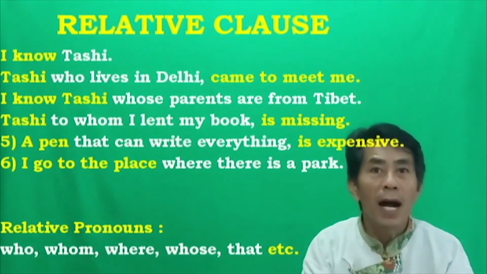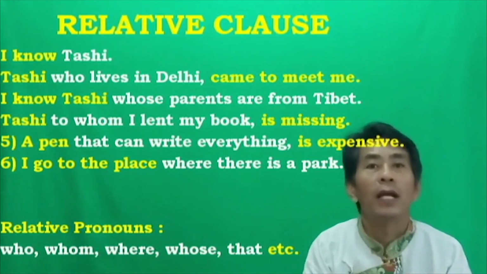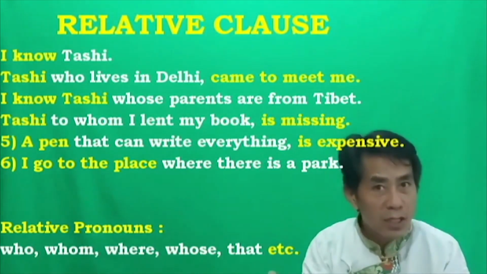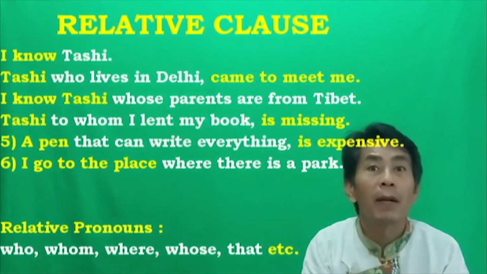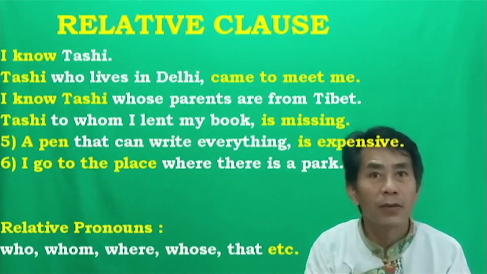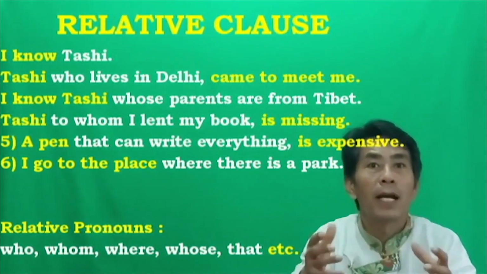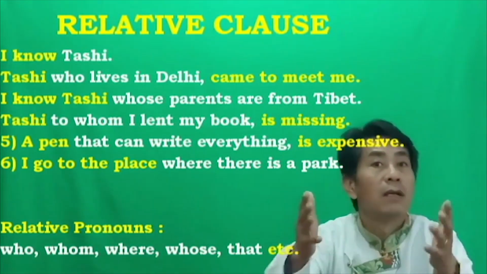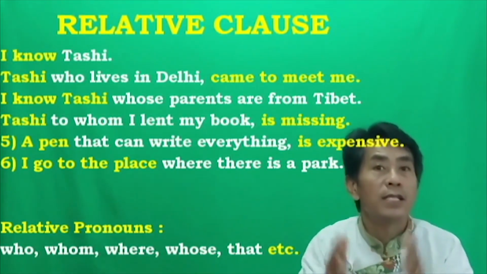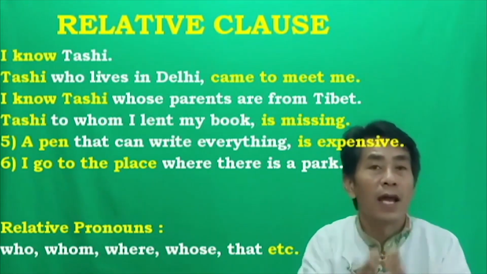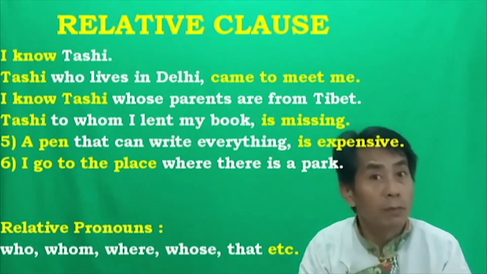Tashi, to whom I lent my book, is missing. Which Tashi? To whom I lent my book, he is missing. You got it? So, to whom I lent my book is a clause. Okay? This is a relative clause. Why? We have the relative pronoun to whom.